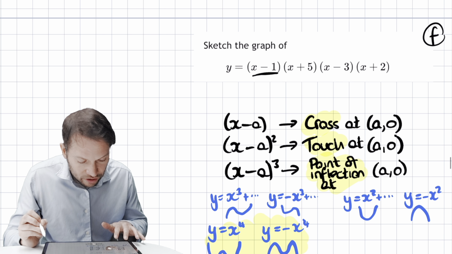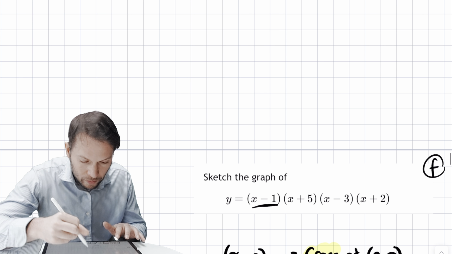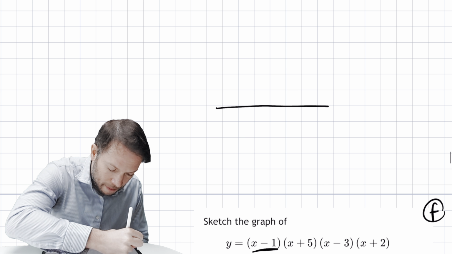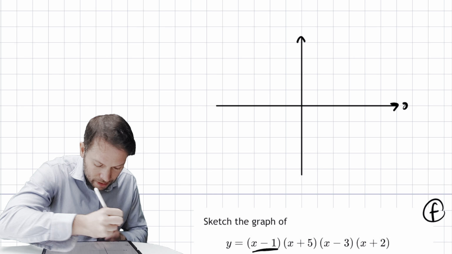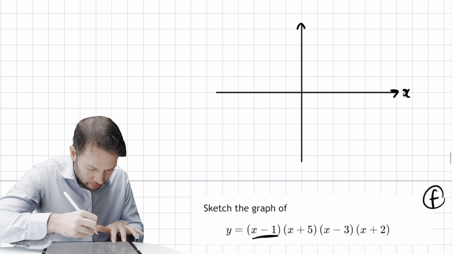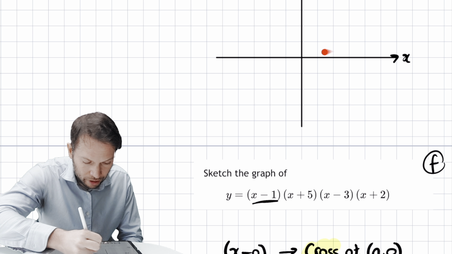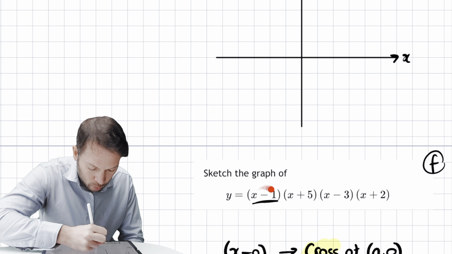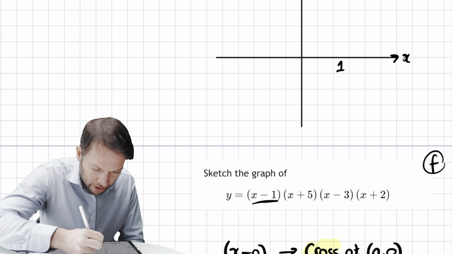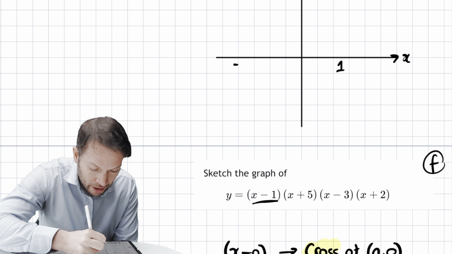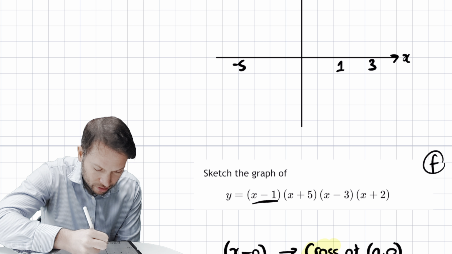So with this one, sketch a graph of this. I'm going to do it up here because I've run out of space. If I do my axes, and then we've got roots, if you make each of these factors 0, because y is 0 on the x-axis. So if x minus 1 is 0, then you get a root of 1. We're also going to get a root of minus 5, because x plus 5 is 0. Then we get a root of 3 and we get a root of minus 2.